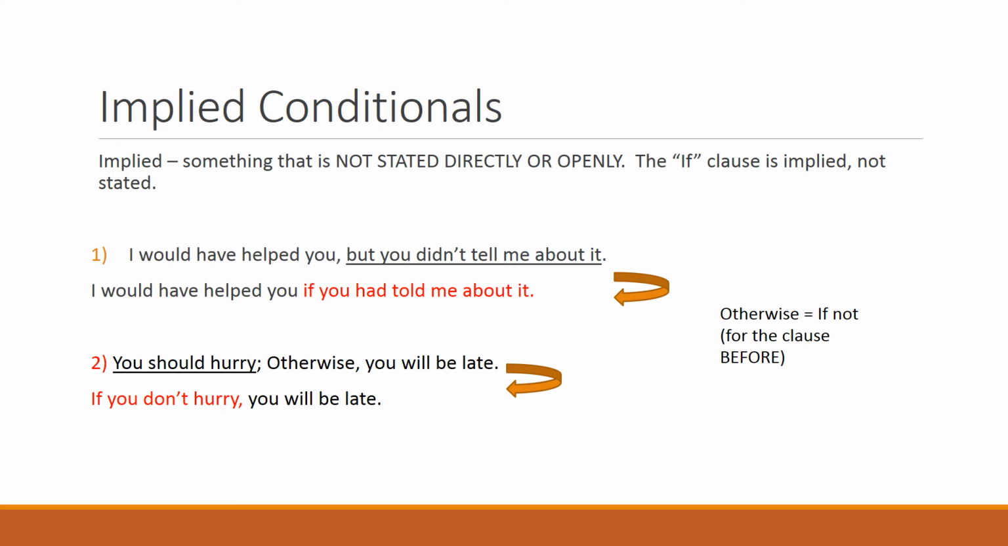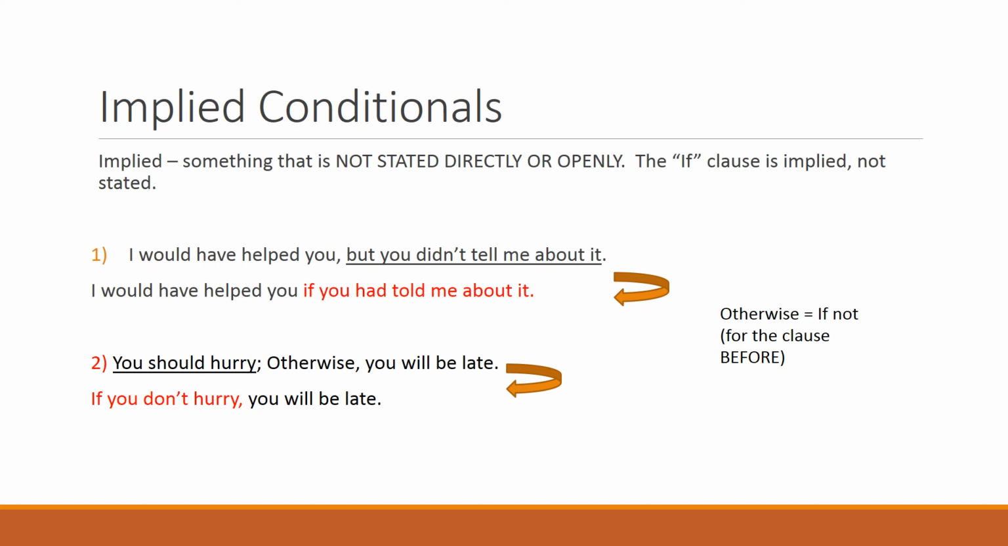So here's an example. I would have helped you, but you didn't tell me about it. Now, the if clause is embedded in the but clause here. I would have helped you if you had told me about it. But the truth is you didn't tell me about it, so I couldn't have helped you. So we're changing the but clause into an if clause, if you had told me about it. Now, because in the original clause it is past tense, we're going to use past perfect here, had told me, and the opposite. Okay.